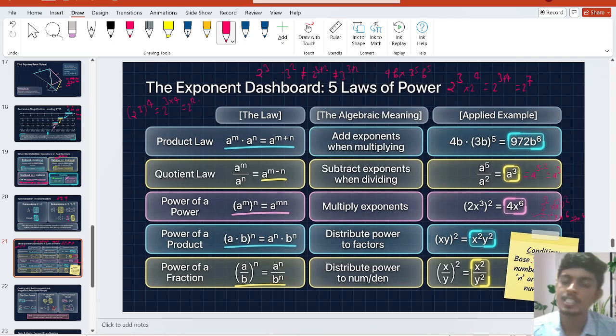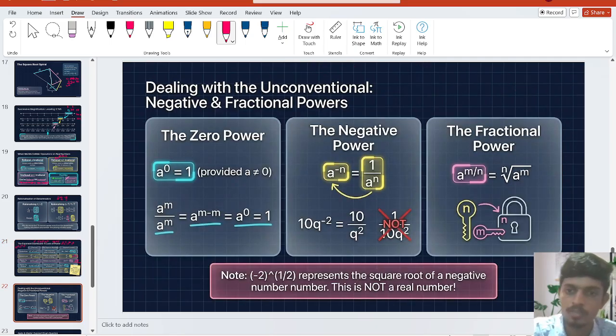Here the condition is that the base a is a real number and m and n are rational numbers. It is only applicable here. The point to note about the condition is that a is a real number and m and n are rational numbers. Okay, it is clear to me. Coming to the next point.